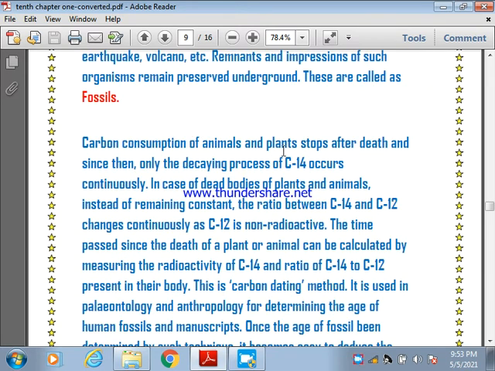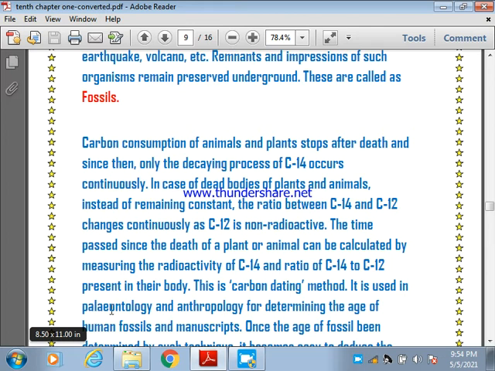Carbon consumption of animals and plants stop after death, and since then only the decaying process of C14 occurs continuously. In dead bodies of plants and animals, instead of remaining constant, the ratio between C14 and C12 changes continuously. As C12 is non-radioactive, the time passed since the death of plants or animals can be calculated by measuring the radioactivity of C14 and the ratio of C14 to C12 present in their body. This is carbon dating. Means the ratio between C14 to C12 is known as carbon dating.